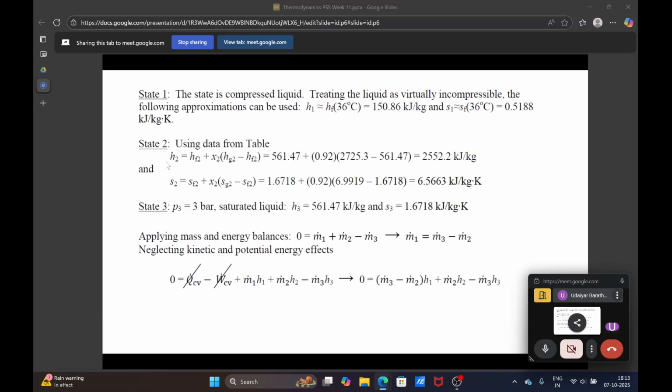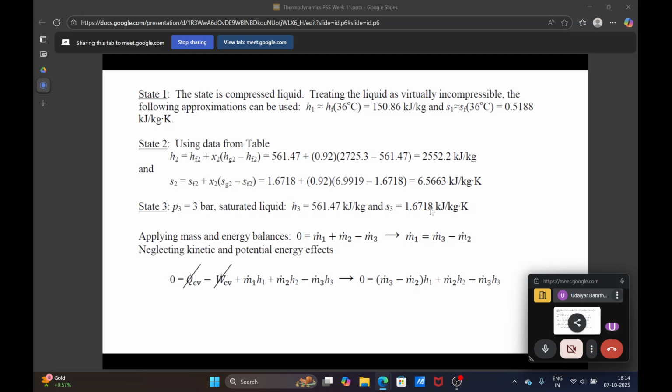So we have found enthalpy and entropy at state 1, and then we need to find them for state 2. Enthalpy at state 2 is again hf2 plus x into hfg. That gives enthalpy at state 2 to be 2552.2 kilojoule per kg, and entropy comes out to be 6.5663 kilojoule per kg Kelvin. Next is state 3, which is at 3 bar and saturated liquid. Enthalpy is straight from the table, h3 is 561.47 and entropy is 1.6718 kilojoule per kg Kelvin.